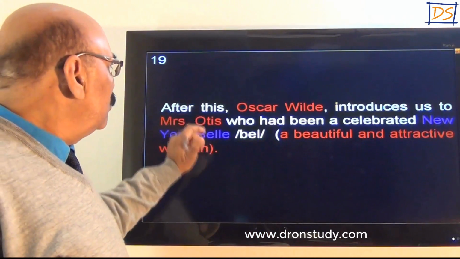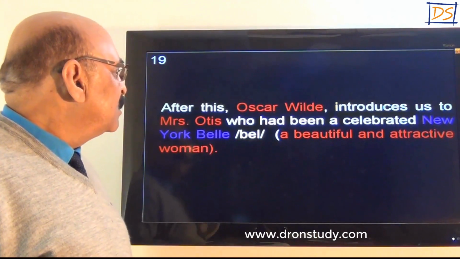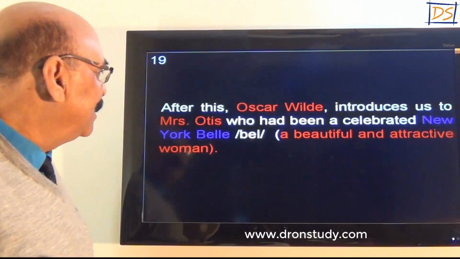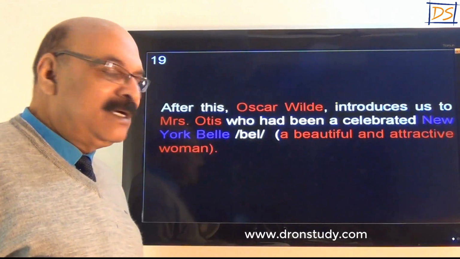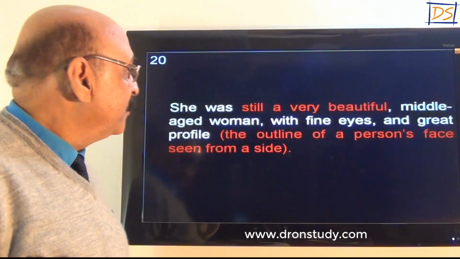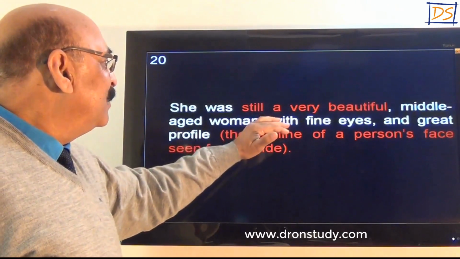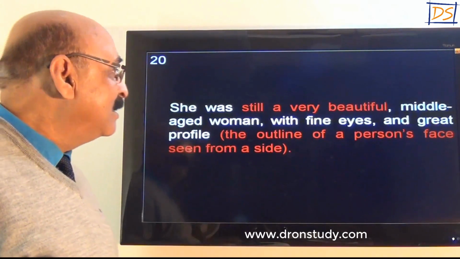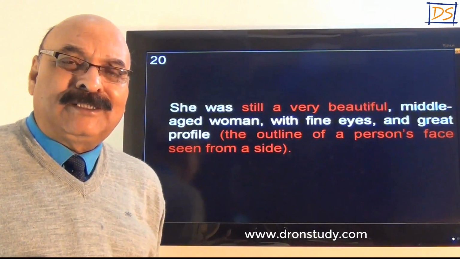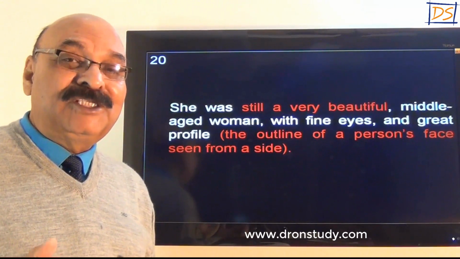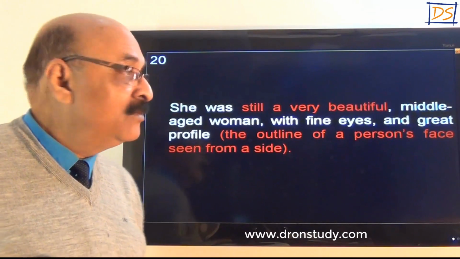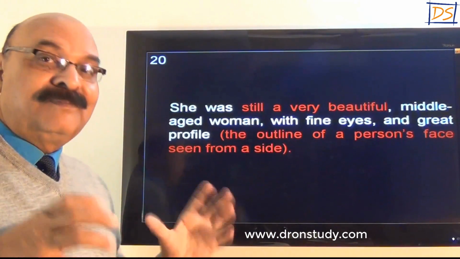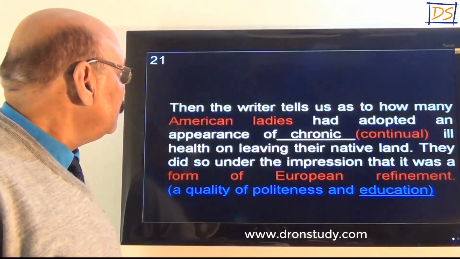First comes the turn of Mrs. Otis. He says that she was a New York belle, a very beautiful and attractive lady at that time. She was still a very beautiful middle-aged woman with fine eyes and a great profile. Even in her middle age, at present, she looks very beautiful and attractive. She had big, fine eyes and a great profile of her face.